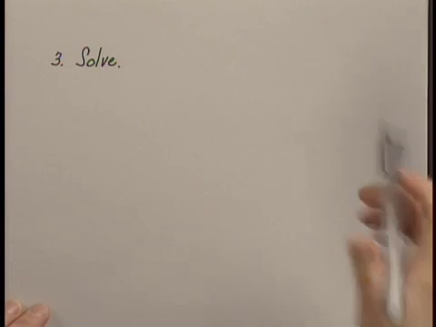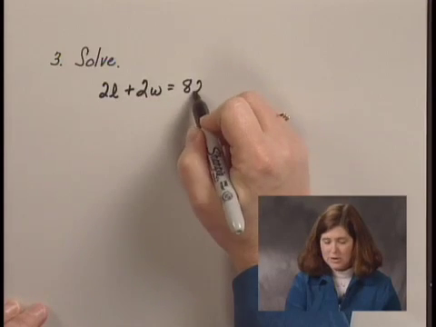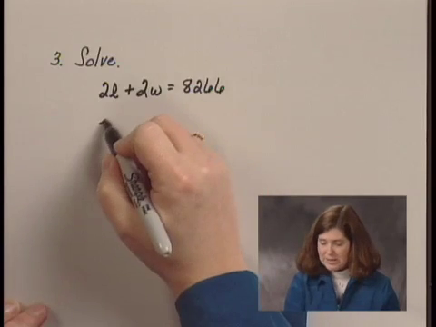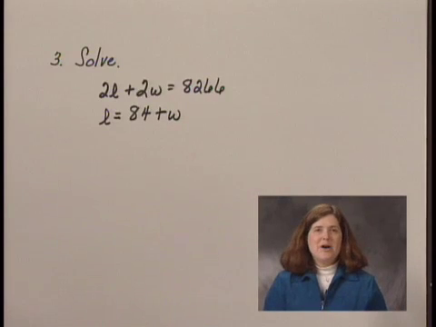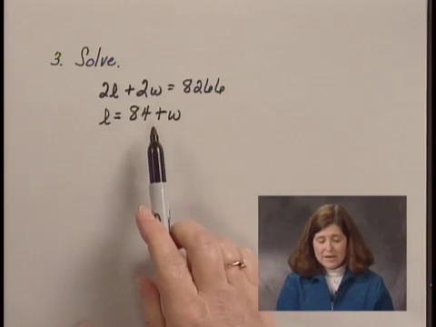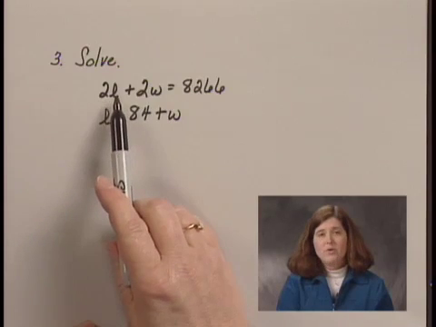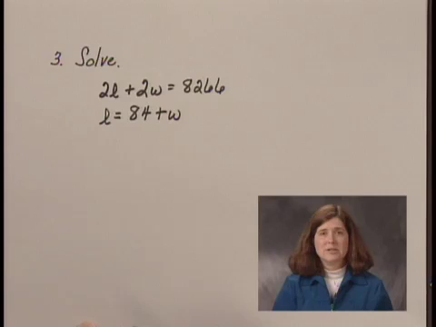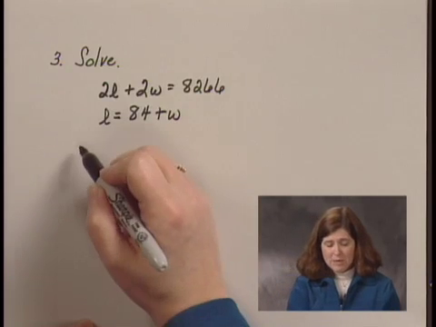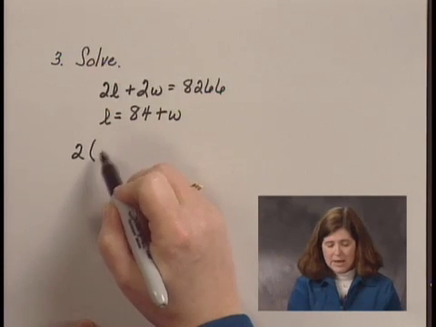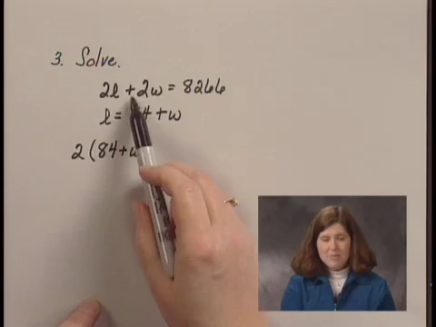So we are solving the system of equations. 2L plus 2W equals 8,266. And the other equation is L equals 84 plus W. Now we can solve this using substitution or elimination, but since the second equation is already solved for L in terms of W, when I see an L in the first equation, I can substitute 84 plus W and solve the system using substitution. So my first equation, 2L plus 2W equals 8,266, becomes 2, and instead of L, I write 84 plus W. Being careful to put parentheses so that I substitute correctly. And then I write the rest of the equation.